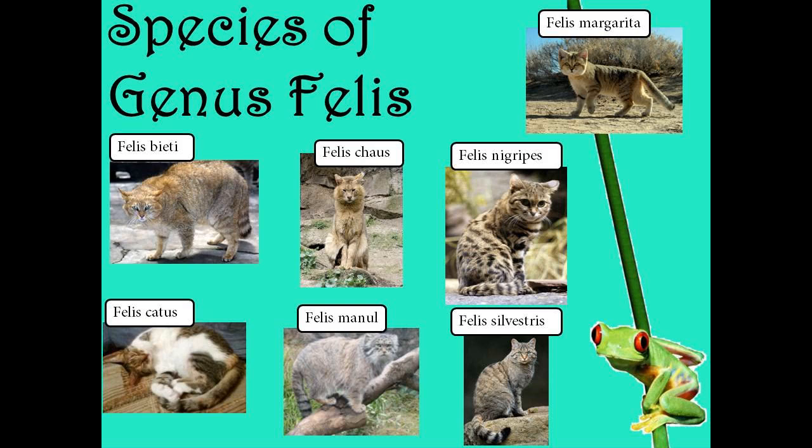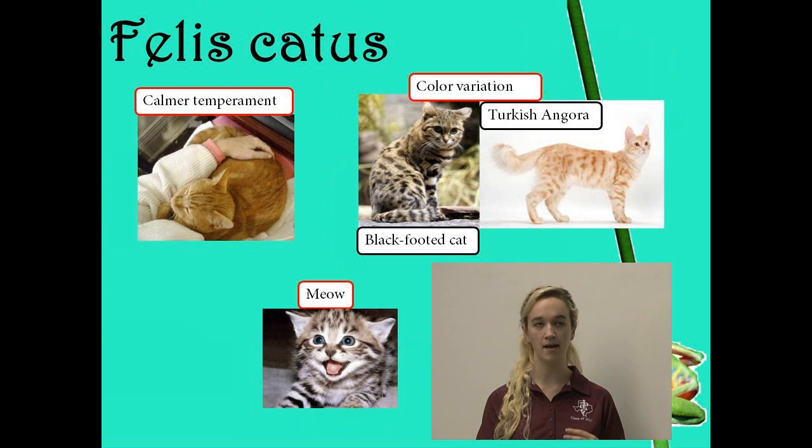But we're gonna focus on the Felis catus for the rest of the time, and we're gonna talk about what makes it different from these other cats. There are three main things. They are calmer, like I was saying, they're not wild animals. They've lived around humans for thousands of years. They have better color variation.